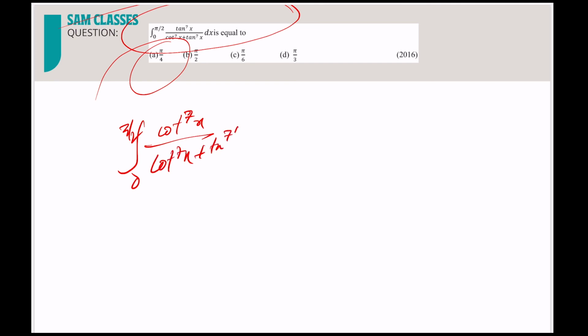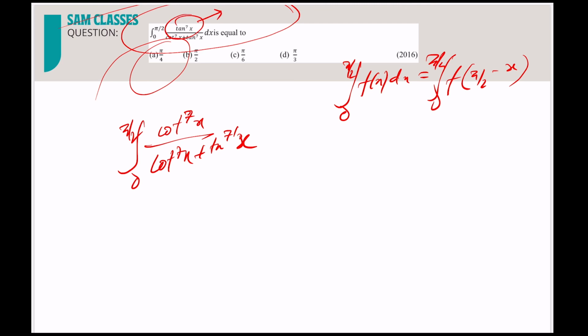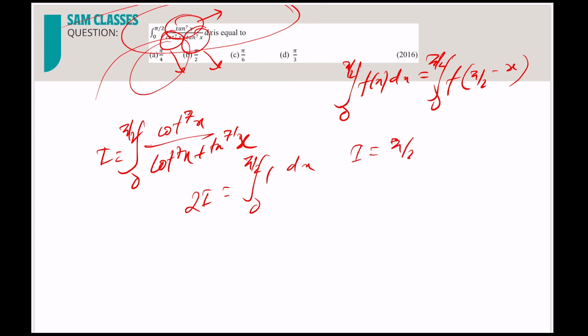Basically what I've done, I used that the integral 0 to pi by 2 of f x dx can also be written as the integral 0 to pi by 2 of f of pi by 2 minus x. And if I do pi by 2 minus theta, then tan will convert to cot, and cot will convert to tan. And then the moment this is also I, I'll add, so 2I is equal to 1. So 0 to pi by 2, this is 1 dx. And then I is equal to pi by 2 into half, so that is equal to pi by 4.